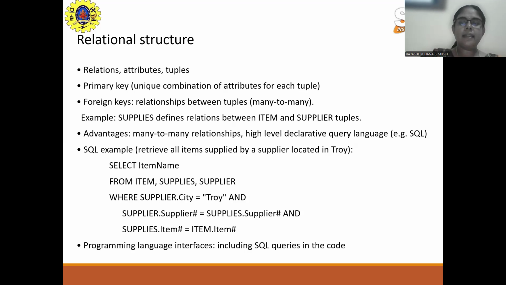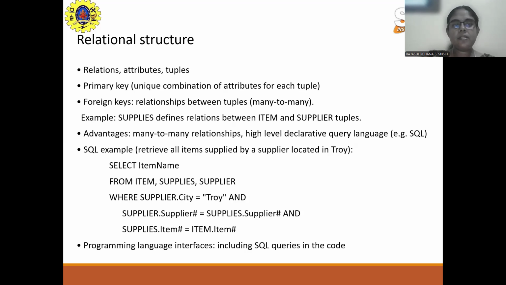And it also contains various keys such as primary key and foreign key. There are several other keys, but of all those keys, these two are the most important. A primary key is any attribute that is used to uniquely identify a given row or tuple in a database. A foreign key is used to depict the relationship between various tuples in various tables or relations.